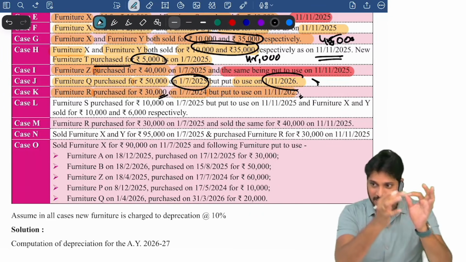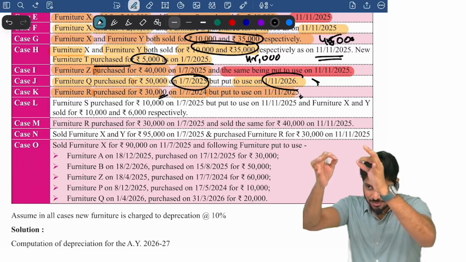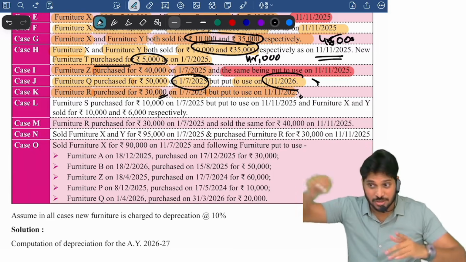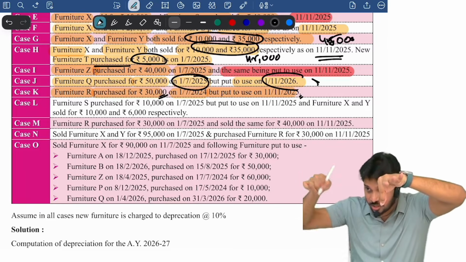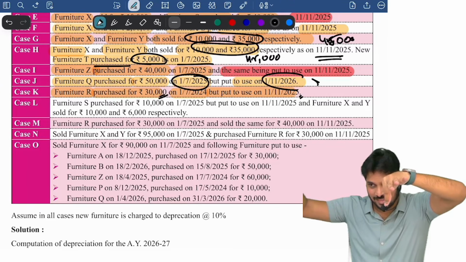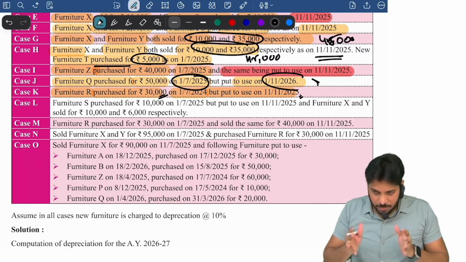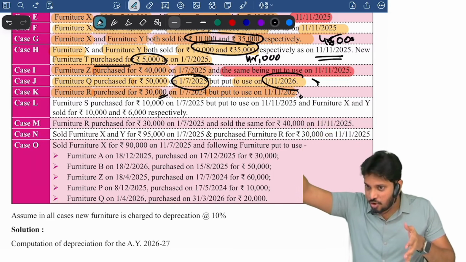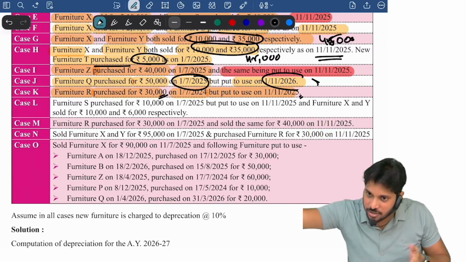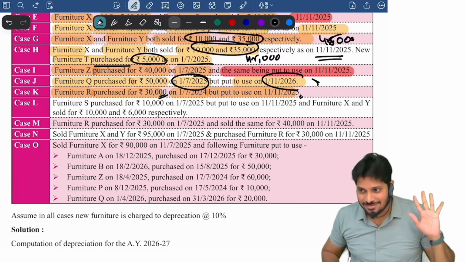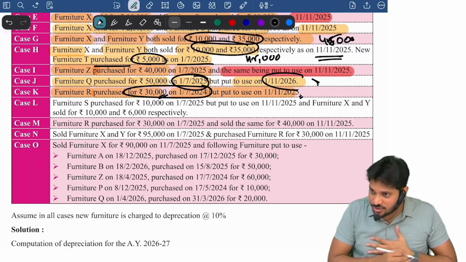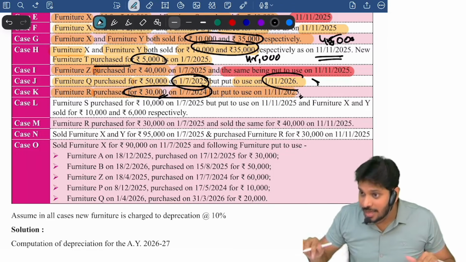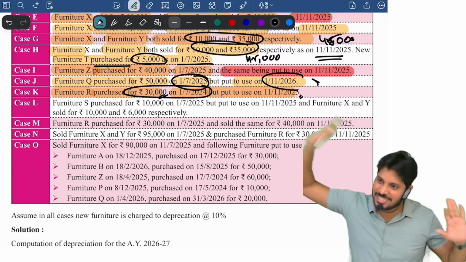Because the moment an asset comes in the opening value, it comes directly. Less than 180 days means an asset purchased during the year and used for less than 180 days. Then only in the current year you will get the reduced rate. The moment an asset is brought and carried forward to next year, it is always eligible for full depreciation. So opening value 80,000, of which 30,000 was purchased last year, we will ignore that. 80,000 opening value into 10% straight away this year.